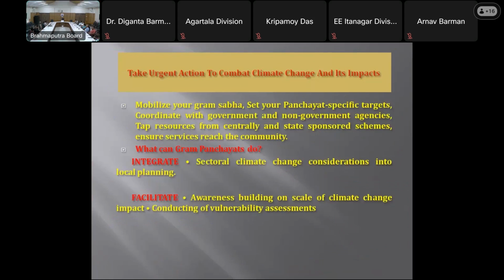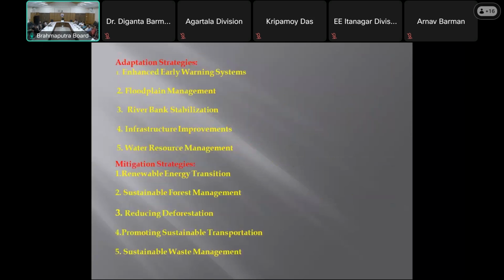Take urgent action to combat climate change and its impact. Mobilize your Gram Sabha, set your Panchayat-specific targets, coordinate with government and non-government agencies, tap resources from centrally and state-sponsored schemes, ensuring services reach the community. What can Gram Panchayat do? Integrate sectoral climate change considerations into local planning and facilitate awareness building on the scale of climate change impact, conducting vulnerability assessments. Now, these are some adaptation strategies and mitigation strategies, such as enhanced early warning systems.